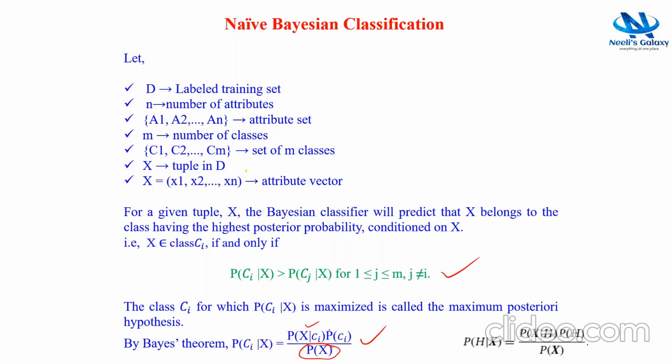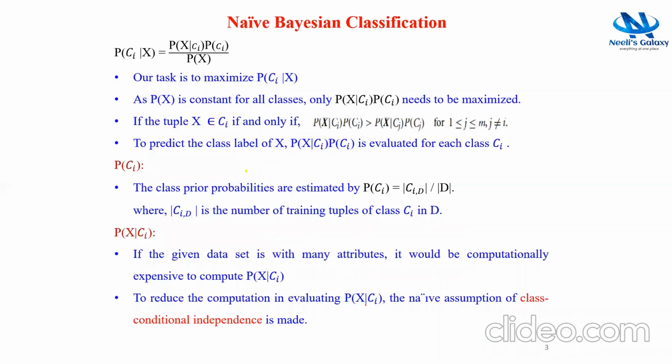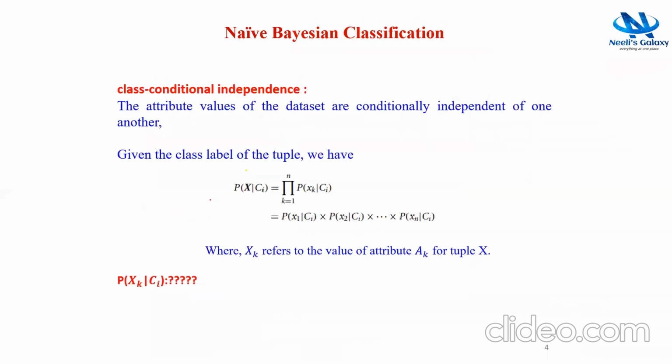the tuple with respect to the class and the prior probability of the class, where the prior probability of the class can be obtained as |Ci,D| by |D|. Similarly, the posterior probability of the tuple given the class is expressed in terms of its attributes, based on the class conditional independence assumption made by the Naive Bayes classifier. So here it can be expanded like this. But this especially depends on the type of the attribute.